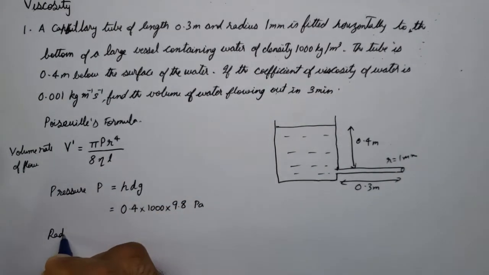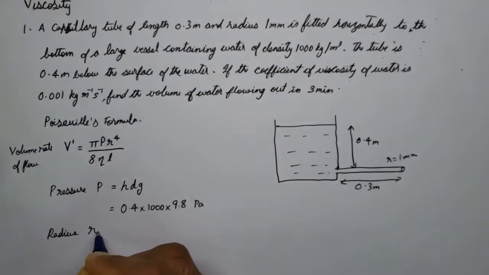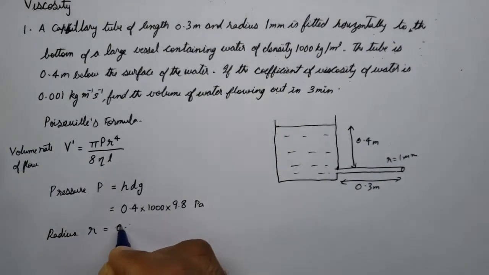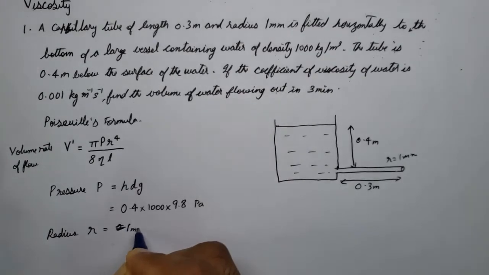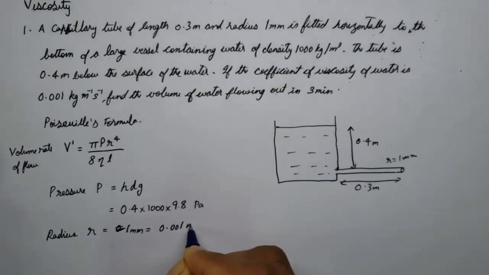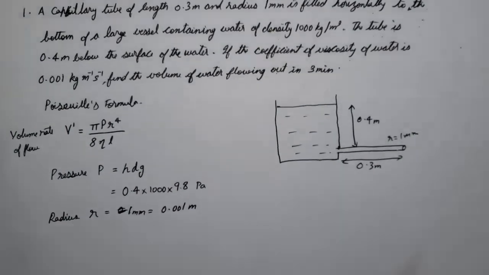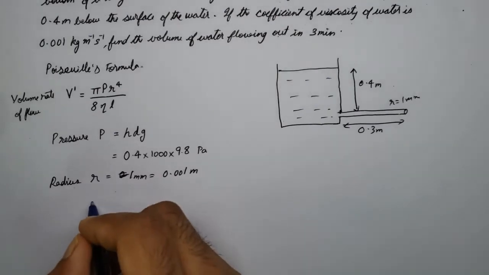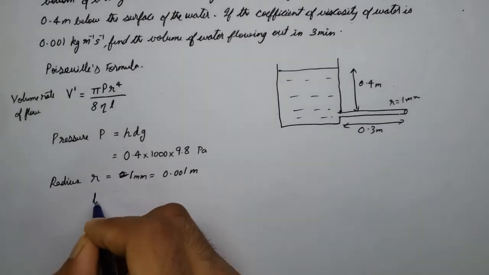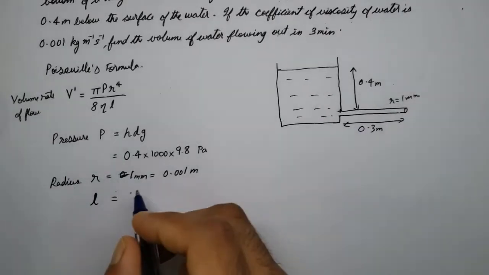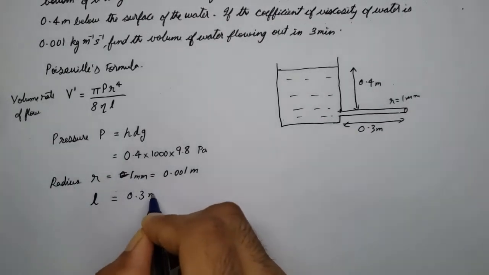Radius. Radius r equal to 1 millimeter is what is given, which is equal to 0.001 meter. Let us convert everything to SI. What is the length of the tube? Length of the tube L is 0.3 meter.